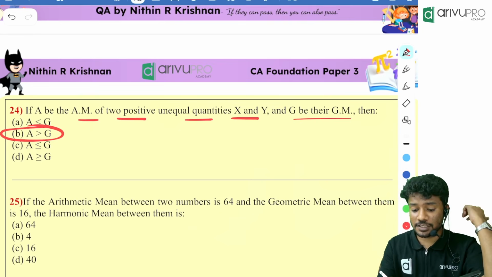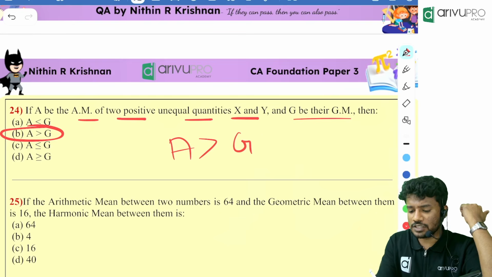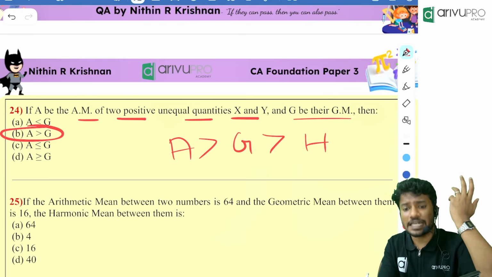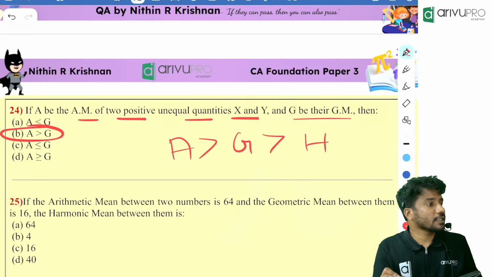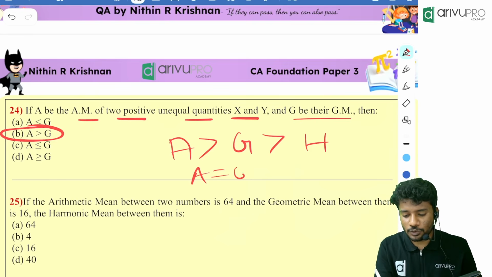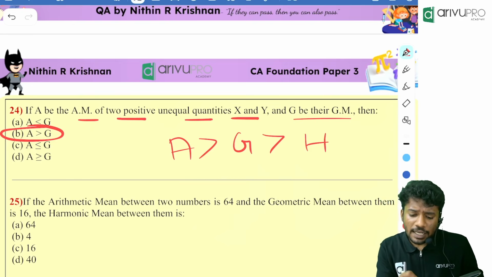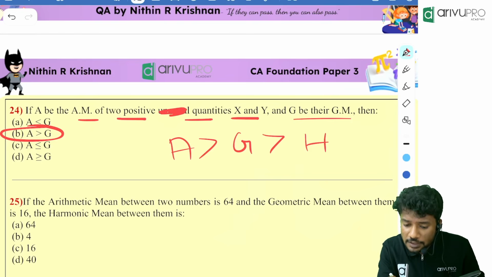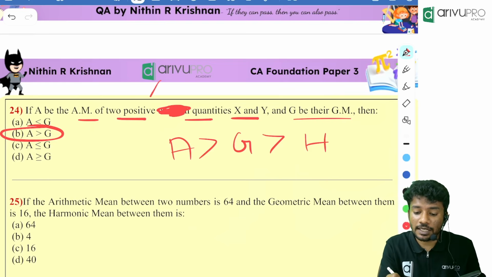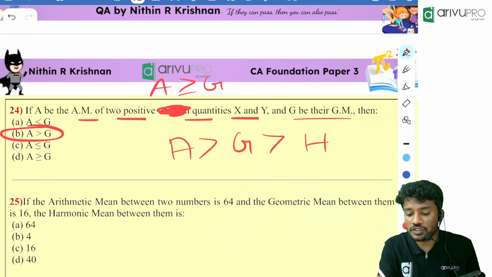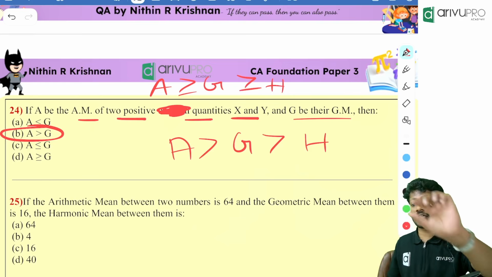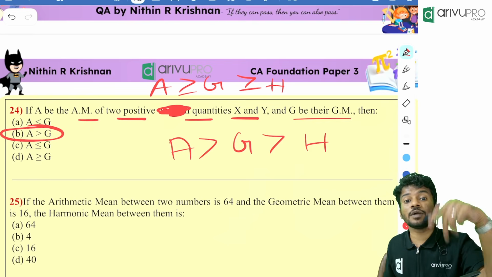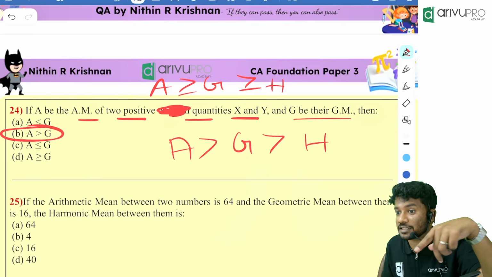How do you know A is greater than G? Because we studied A is greater than G is greater than H. Now what if the question was like this, two positive equal quantities? Then the answer will be A is equal to G. What if it says let A be the AM of two positive quantities, not mentioning equal or unequal? Then I will say A is greater than or equal to G is greater than or equal to H. When equal is coming into the picture, we put equal to. When they are unequal, we take A is greater than G is greater than H.